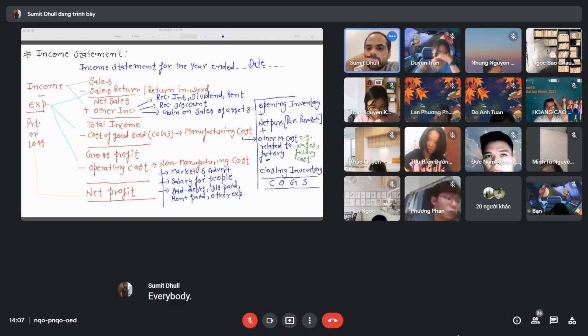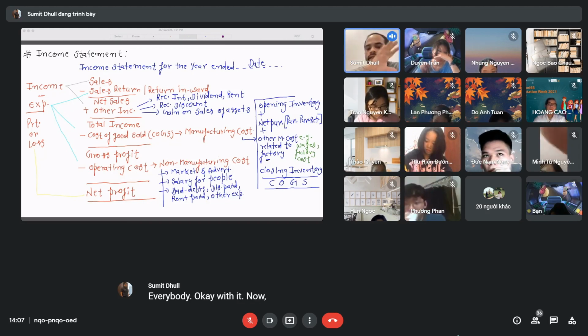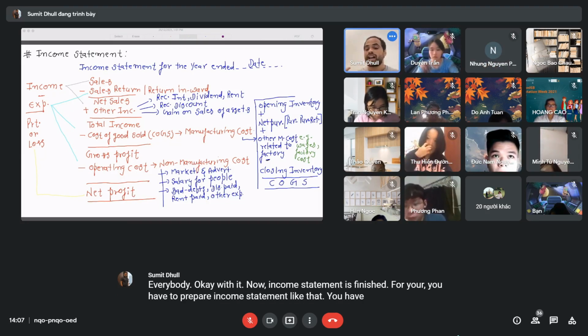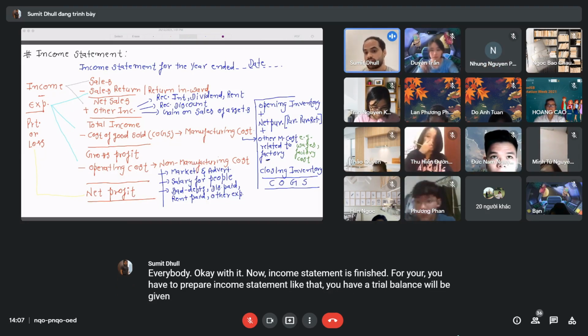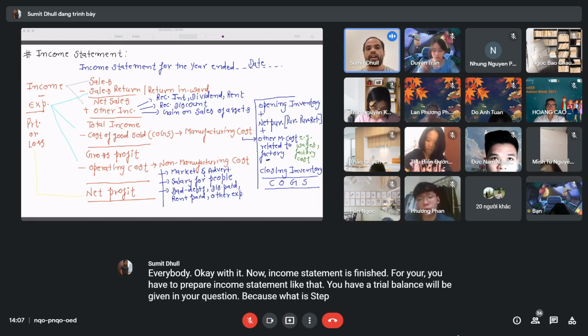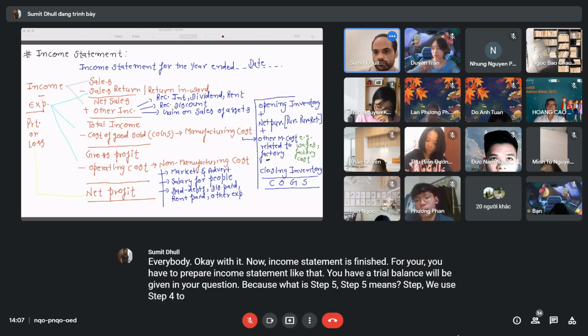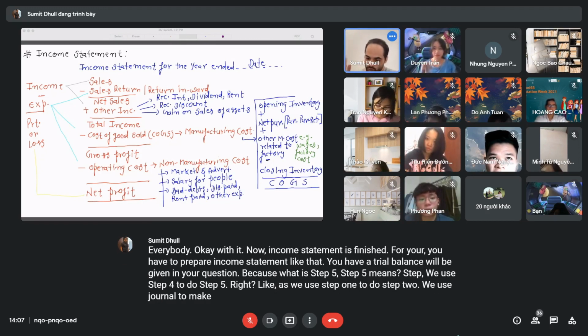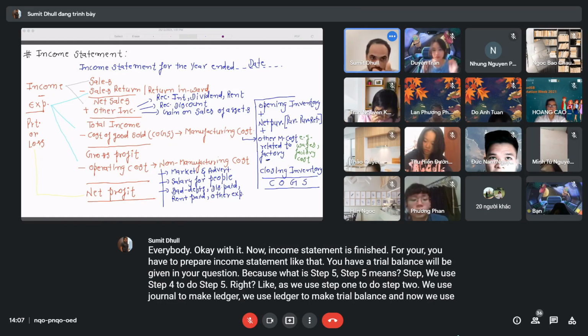Everybody okay with it? Now, income statement is finished. So you have to prepare the income statement like that. A trial balance will be given in your question. Because what is step 5? Step 5 means we use step 4 to do step 5, like we use step 1 to do step 2. We use journal to make ledger. We use ledger to make trial balance. And now we use trial balance to make income statement.